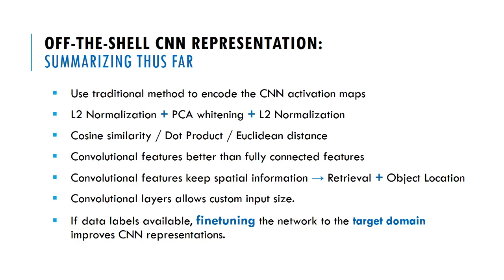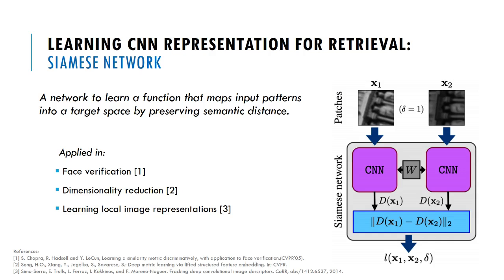So we talked about these models, and these off-the-shelf, pre-trained models. They're good if you really don't have any data labels available and you don't have the resources to train. But if you do have data labels available, fine-tuning the network to the target domain does, in fact, improve the CNN representation in general. So we will now explore what it means to use training for image retrieval. So this is where it gets really interesting, and we're getting more advanced now in actually using deep learning for image retrieval. So we're going to be learning a CNN representation for retrieval.